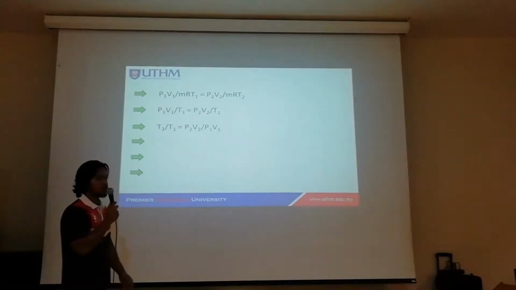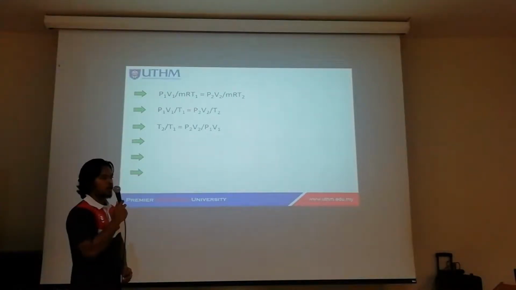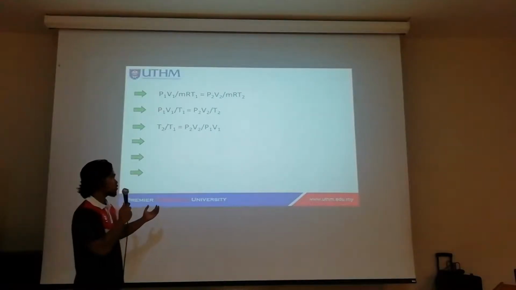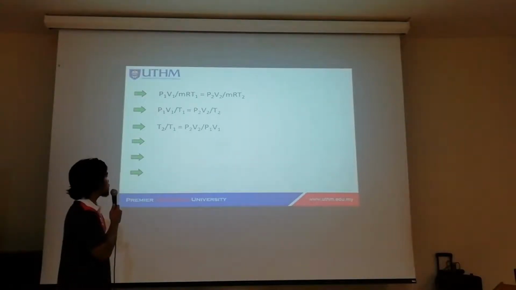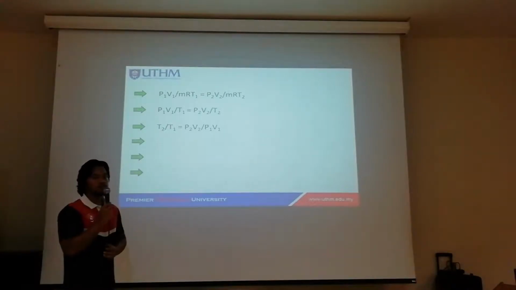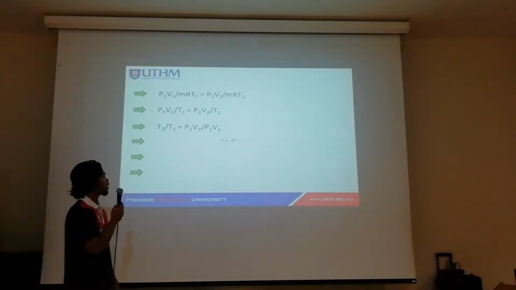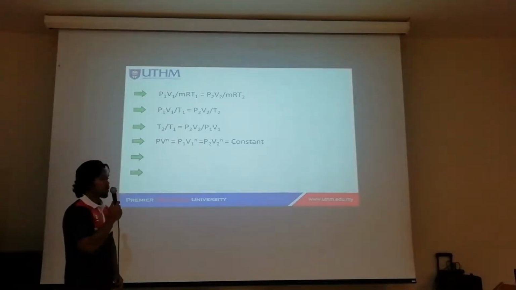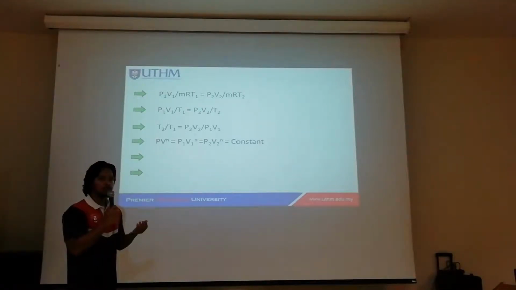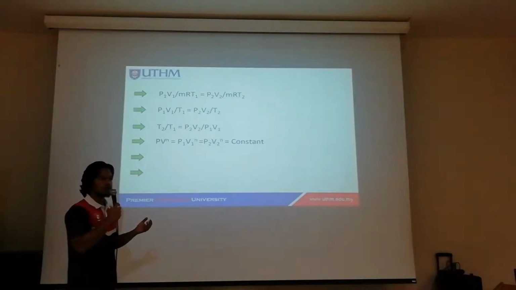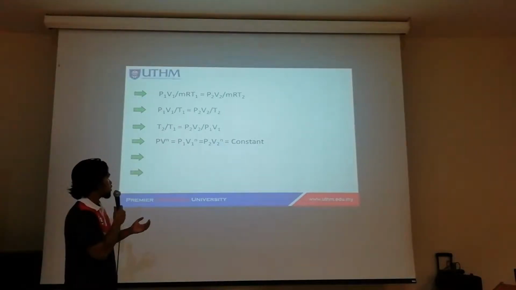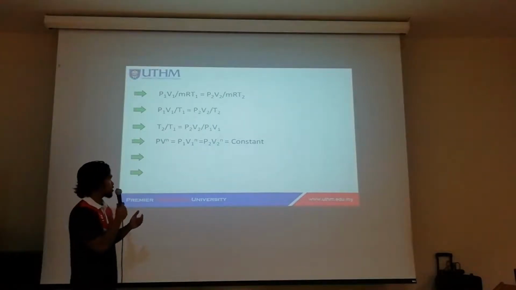And then we rearrange the equations to get a ratio of temperature to the ratio of pressure and volume of the ideal gas, and we have the equation T2 over T1 equal to P2 V2 over P1 V1. Okay, because this ideal gas is in a polytropic process, we have to relate the two equations I mentioned before, PV equal to mRT and PV^n equal to constant. So how do we relate these two equations?